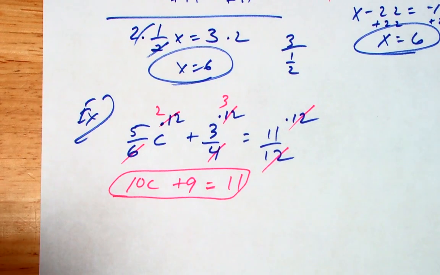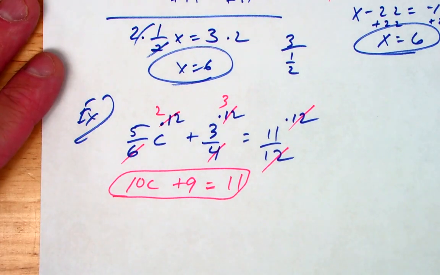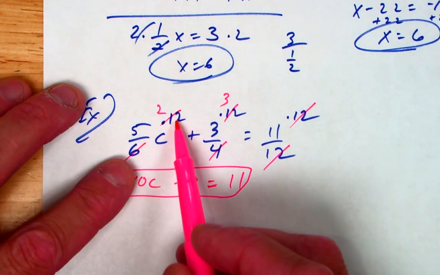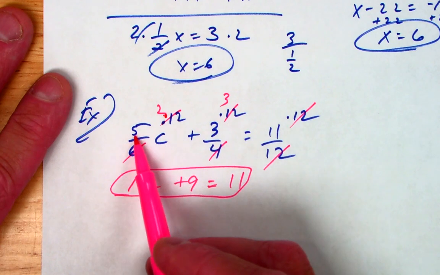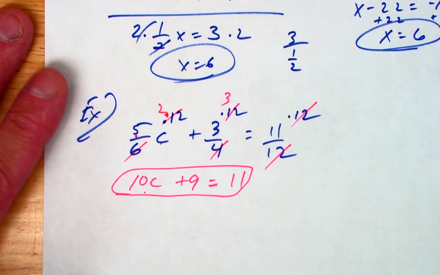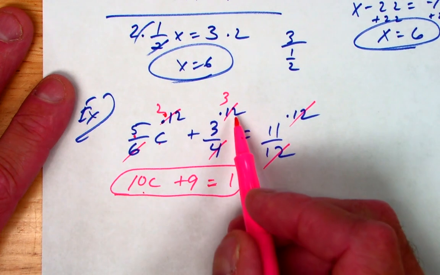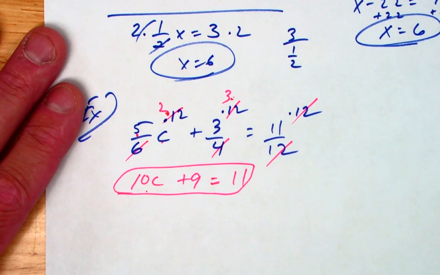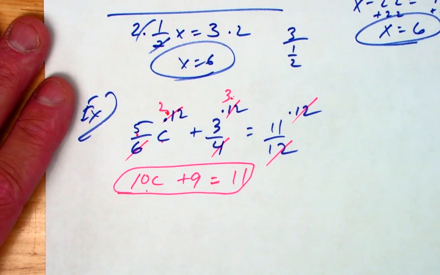How'd you get that? Which part? Fractions. How'd you get them for the 10c? Okay, and that's 5? Great. So I divided 12 by 6. That gave me 2. 2 times 5 times c, 10c. Good question. 12 divided by 4 is 3. So 3 times 3 gives me 9. 12's cancel, so all I'm left with is 11.